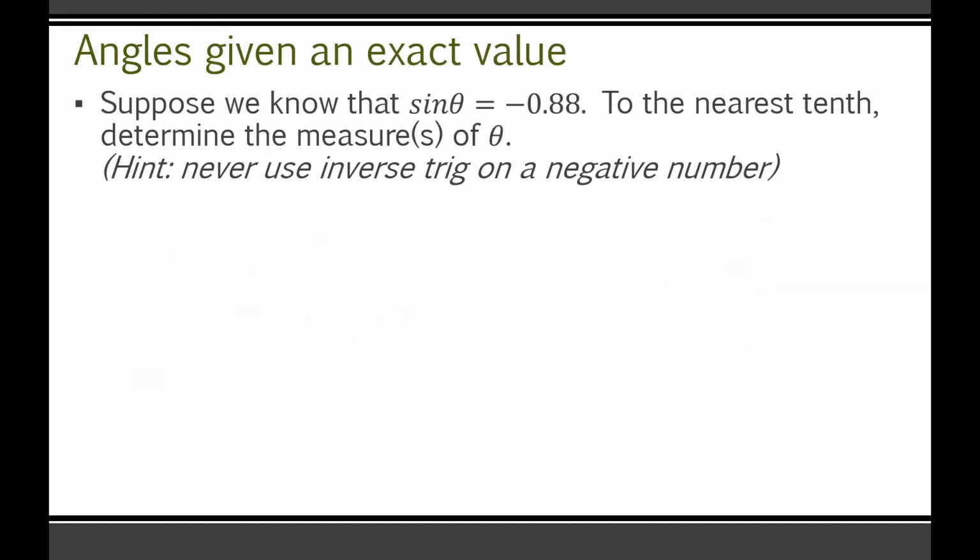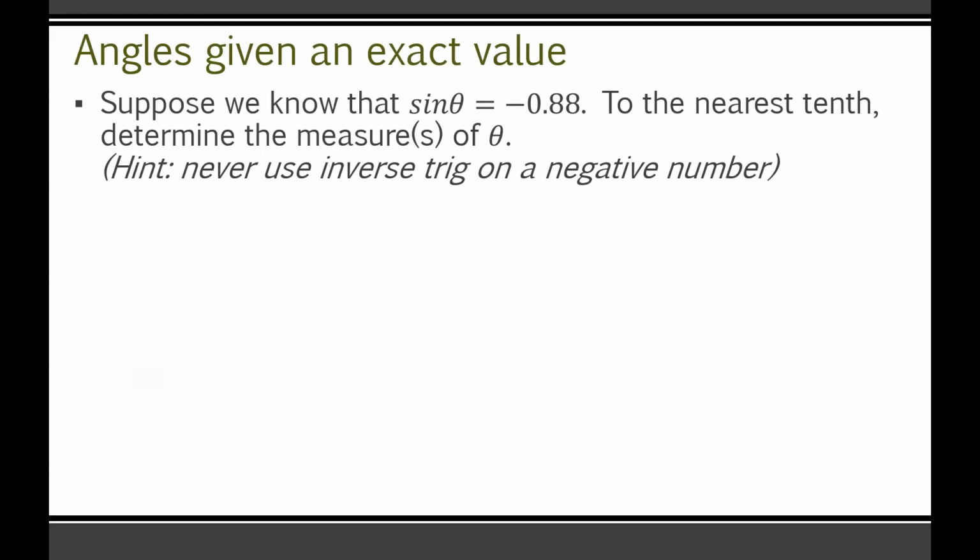This is very, very similar to that last question we just did, but I have an additional hint for you this time. Remember, never use inverse trig on a negative number. You can just turn it to positive and then use your cast rule. Anyway, I want you to work either on your own or with a partner. Pause the video here and give it a try.